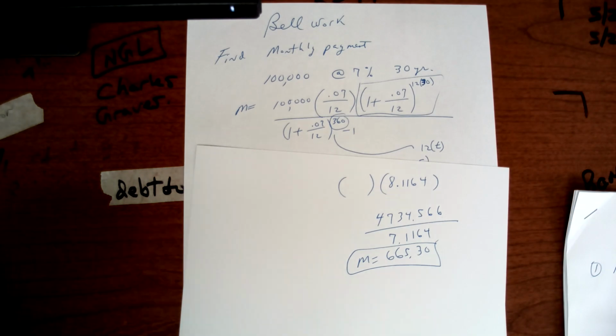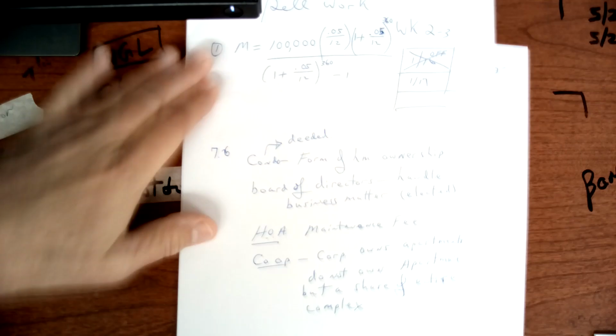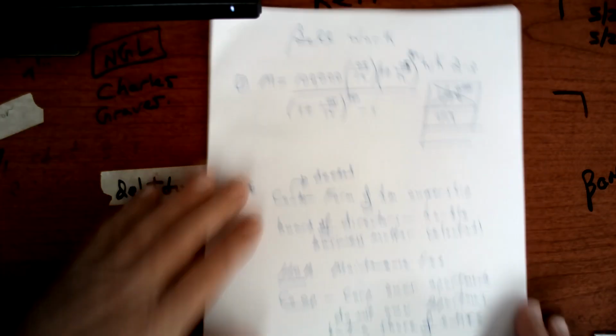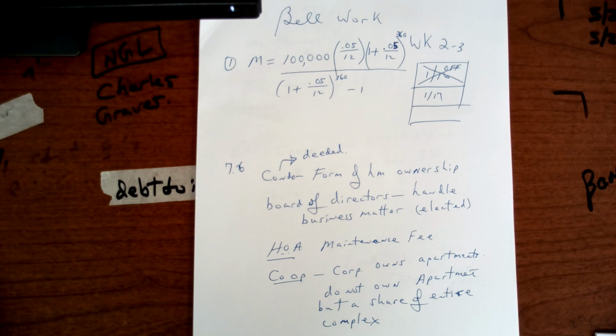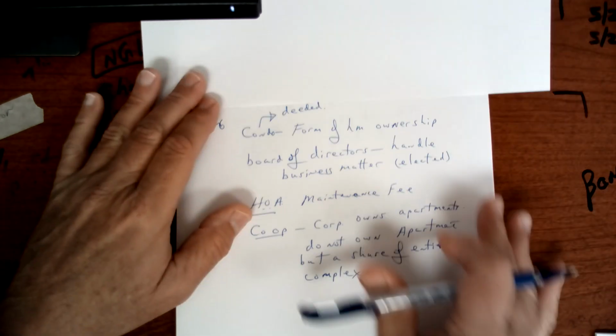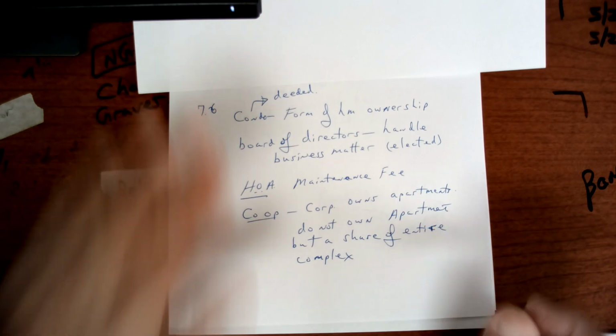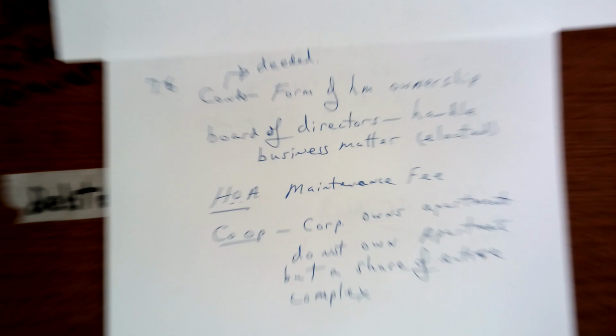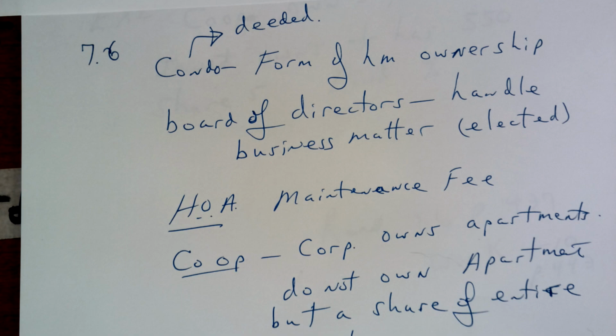Okay, let's talk about today's work. On a new sheet of paper, we're going on to 7.6. We may have missed 7.5. If we did, we'll come back to it. But for right now, let's talk about this since I have the notes. Copy this down. I'll make it a little bigger. Not that big.